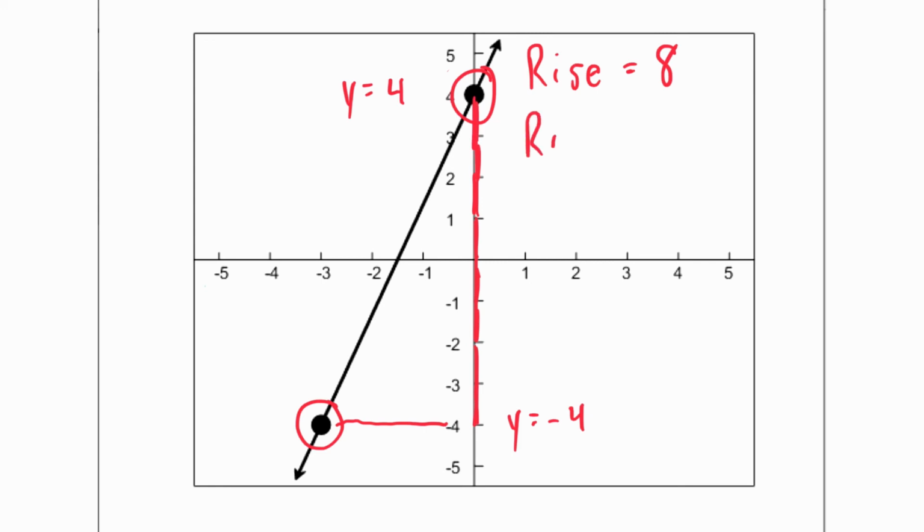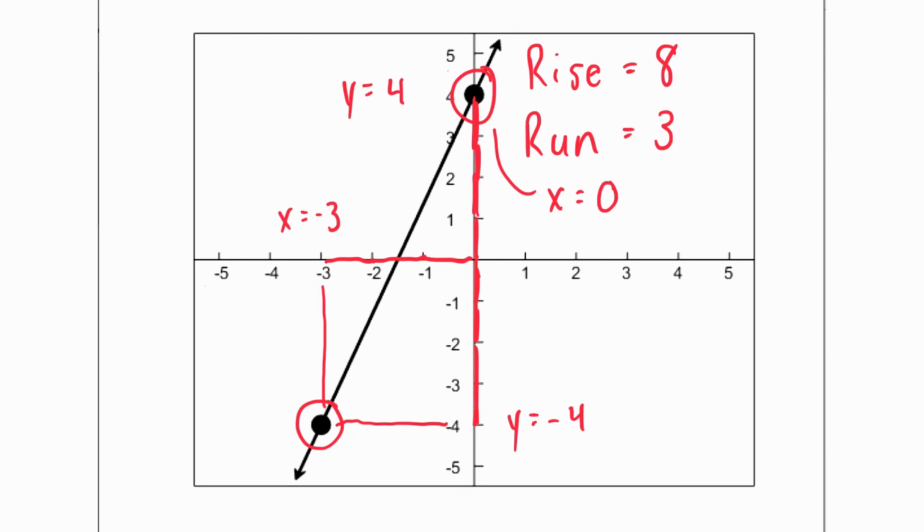Now we need to look at our run. How far do we have to go horizontally to get from the first point to the second point? If I draw a vertical line, the x value of my first point is -3, and the x value of my second point is 0. So how far do I have to run? Well, I have to go from -3 to 0, so I have to go 1, 2, 3 units. So my run in this case is 3.